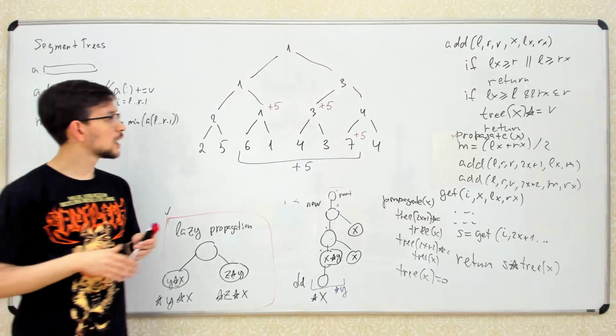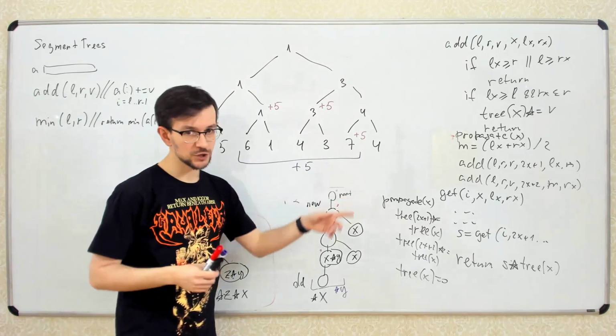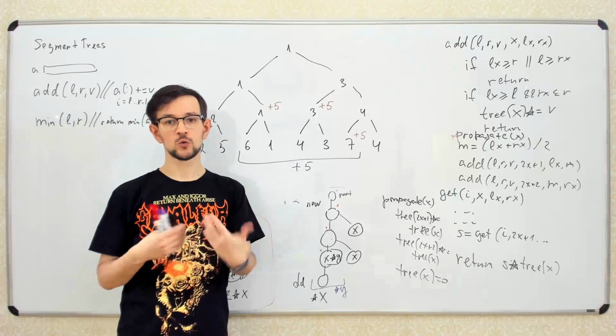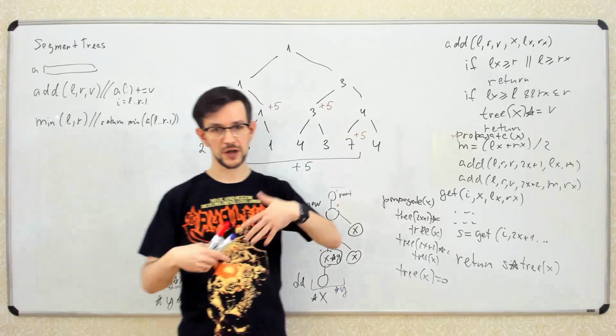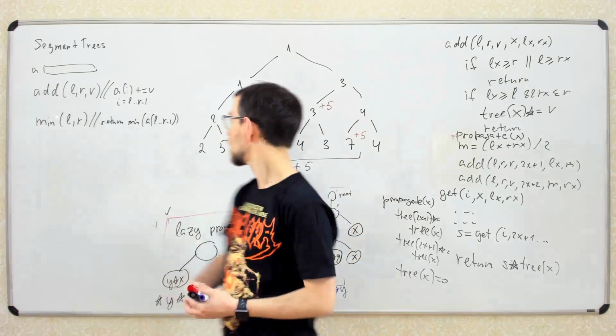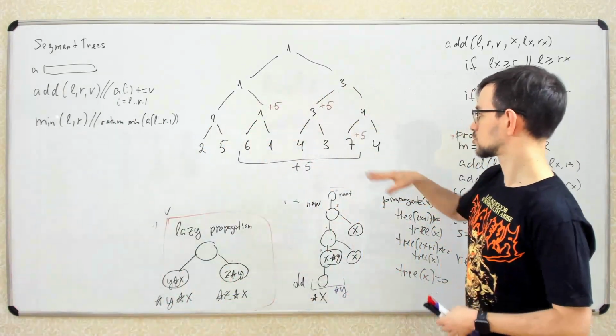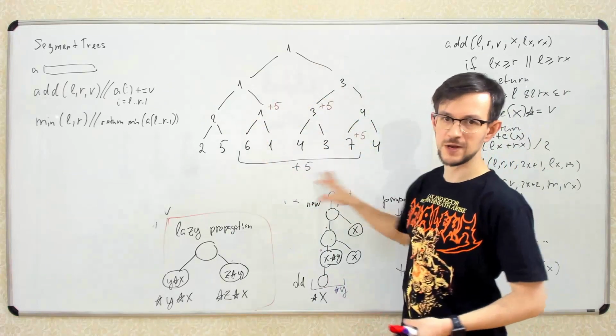Now, when you apply the operation, you need to recalculate the minimums. After this operation, you want to again be able to calculate minimums, but all these minimums are wrong. So you need to change all the minimums here, right?